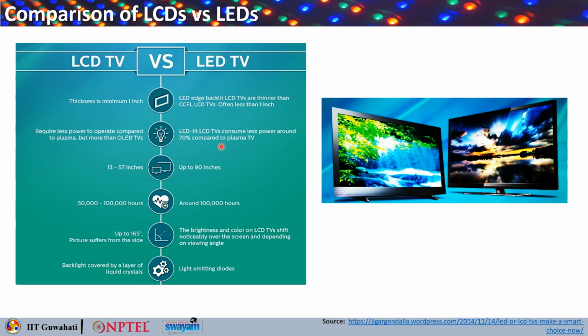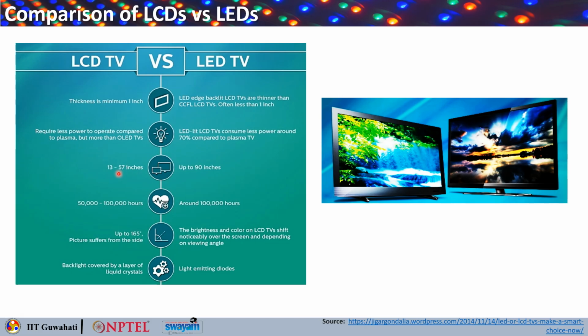They were quite popular in the 2000s, typically for the high definition home theater experiences, but they were phased out in 2017, roughly that time, when LCD technology could give better image quality while being cheaper, lighter and more energy efficient. So, when people found a better alternative in LCD, plasma simply phased out. Now, LED lit LCD TVs, they consume less power, around 70% as compared to plasma TVs. So, this is where people actually moved away from plasma TVs.